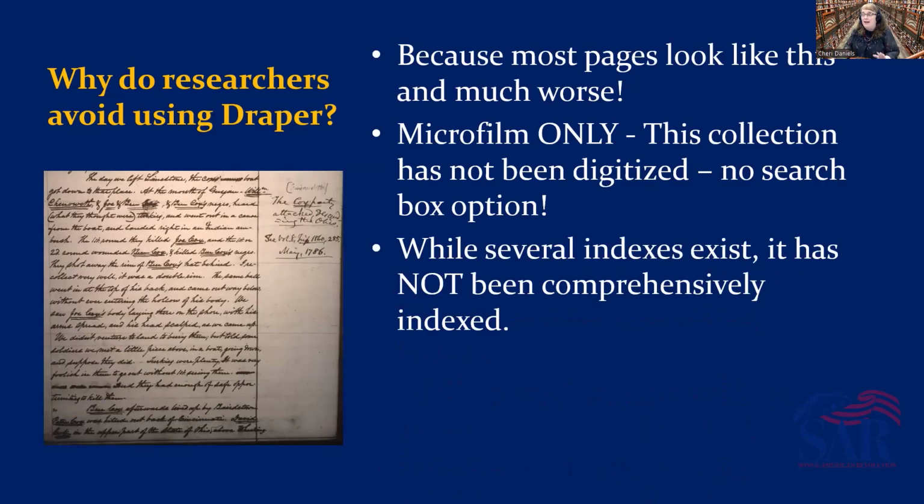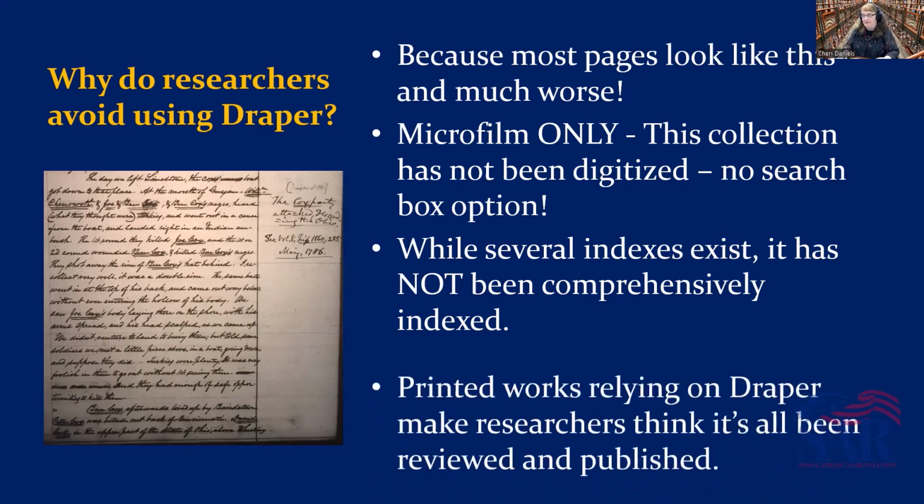Now, there are a lot of different indexes out there that exist in order to try to help you find ancestors or subjects that you're researching through Draper, but it's not a comprehensive index. There's no one index. There are several indexes, and I'm going to cover why that is and what those look like and where you can find them.